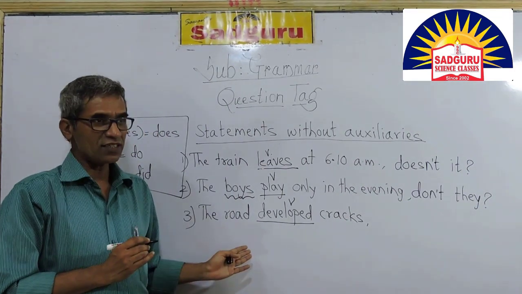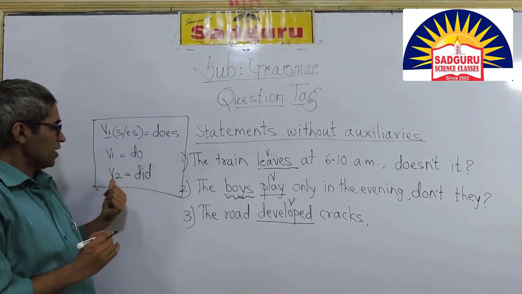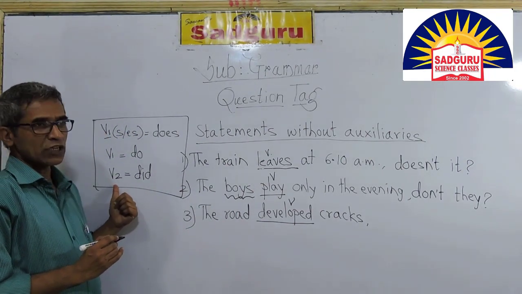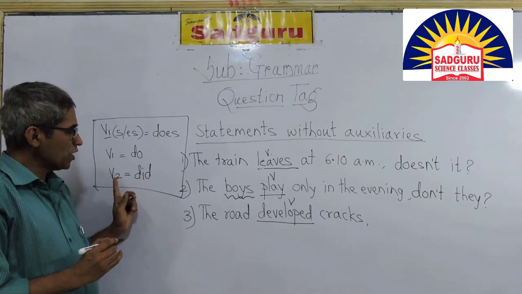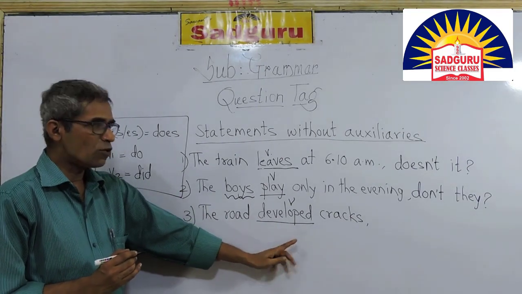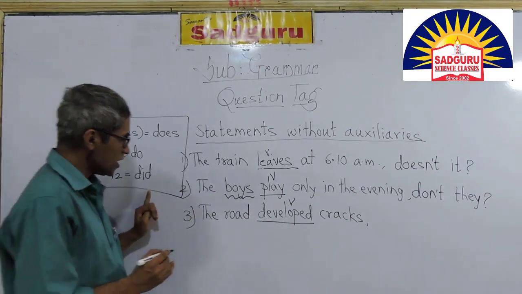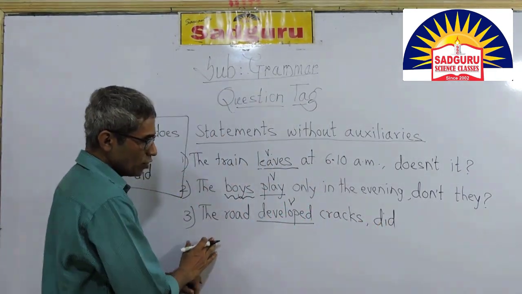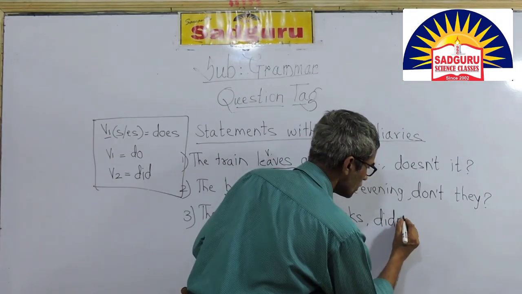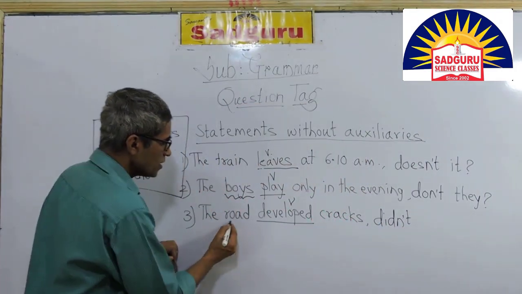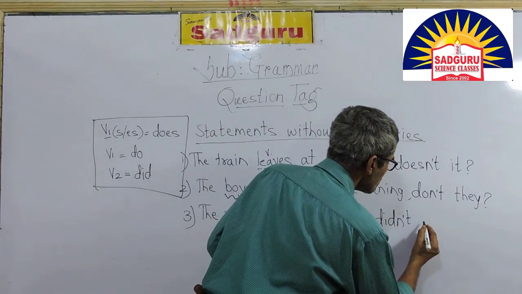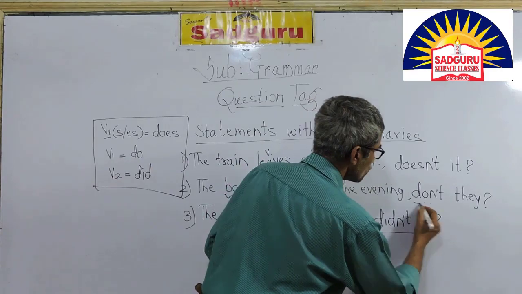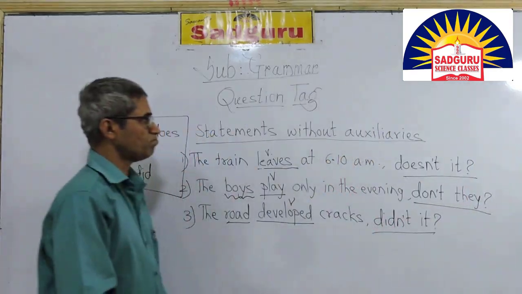And the last sentence, the verb is past tense verb, or V2, you can call second form of the verb. And when the verb is second form or past tense, you have to take did. So let's take did. The statement is positive, question tag will be negative. Didn't. And the subject is road, singular noun. So the pronoun is it. So these are the question tags.